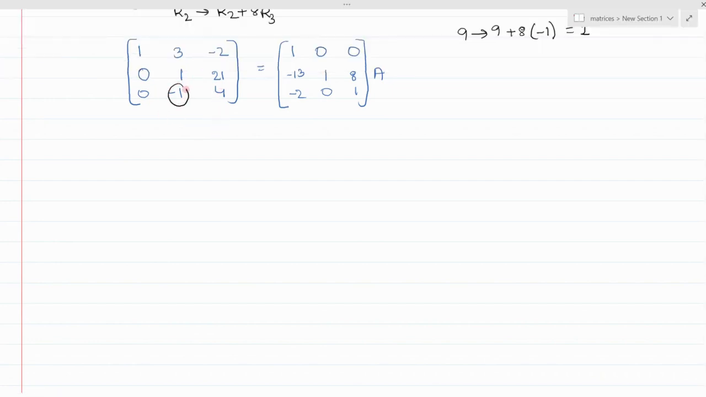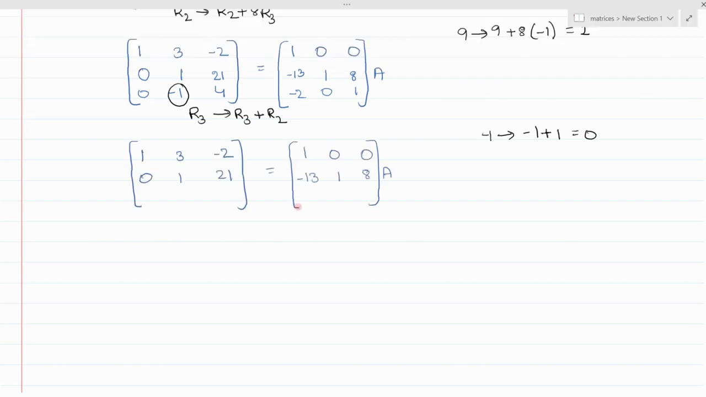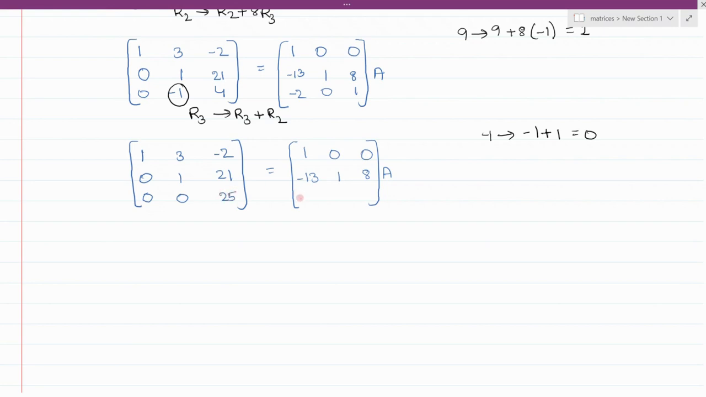Next step is to convert this element to 0. So how to do this? R3 changes as R3 plus R2. When we do this, minus 1 changes to minus 1 plus its row 2 corresponding element 1, which is 0. Now R3 elements change: here it becomes 0, and 4 plus 21 is 25, and minus 2 minus 13 is minus 15, 0 plus 1 is 1, and 1 plus 8 is 9.